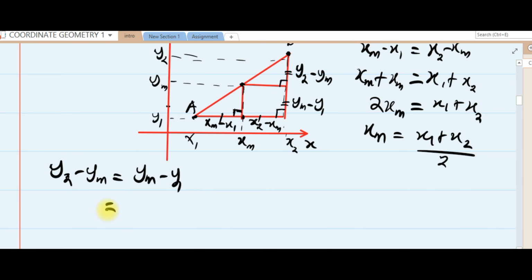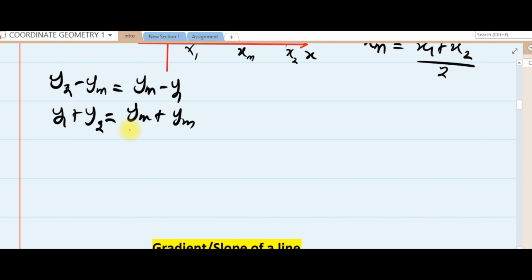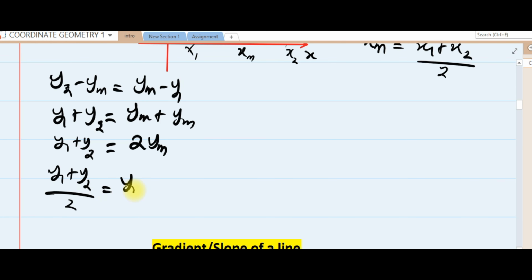So making ym the subject of the formula, this is ym plus ym, and here this is y1 plus y2. So ym plus ym is 2ym, and here is y1 plus y2. Therefore, y1 plus y2 over 2 must be equal to ym. So this is our coordinate of the midpoint. Therefore, the coordinate of the midpoint is the average of the coordinates.